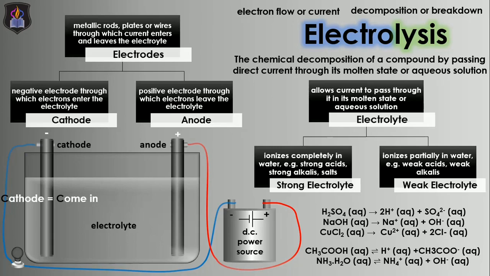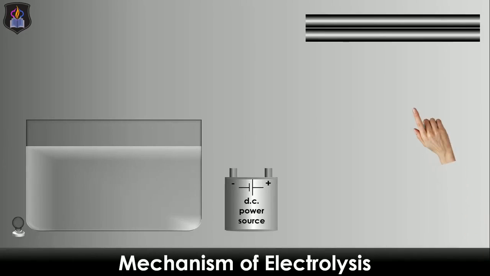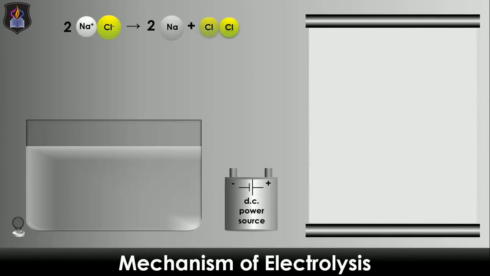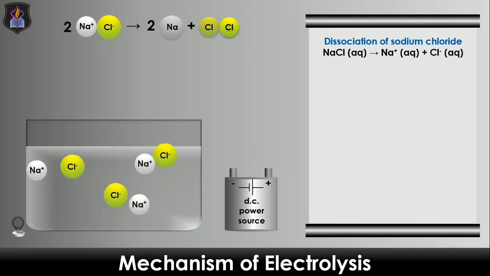Next, let's look at the mechanism of electrolysis using sodium chloride. In the solid state, sodium chloride, being an electrovalent compound, is made up of aggregates of ions and cannot conduct electricity. But when it is melted by heating or dissolved in water, it undergoes dissociation to form randomly moving charged particles which are able to transfer electric charges from one point to another.